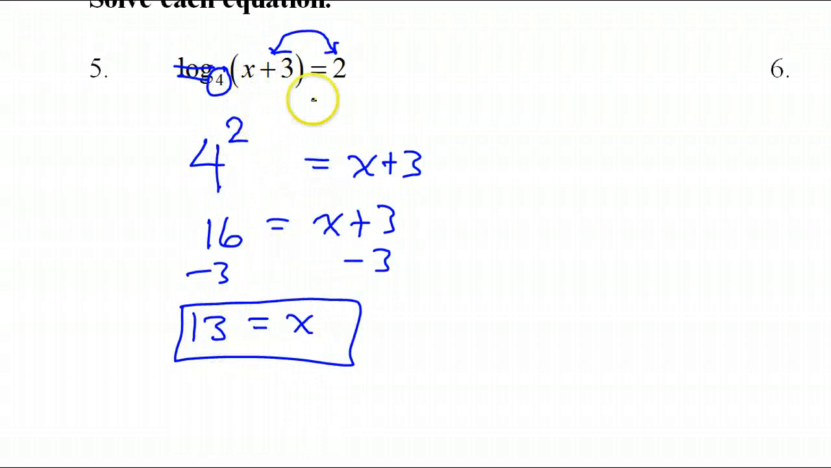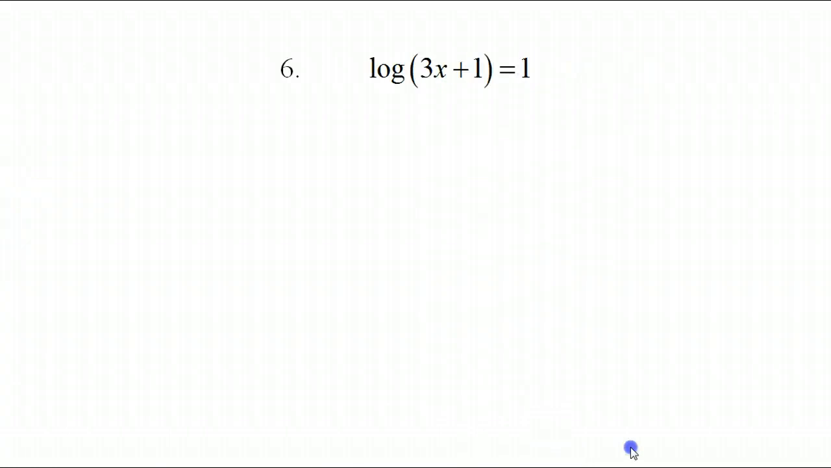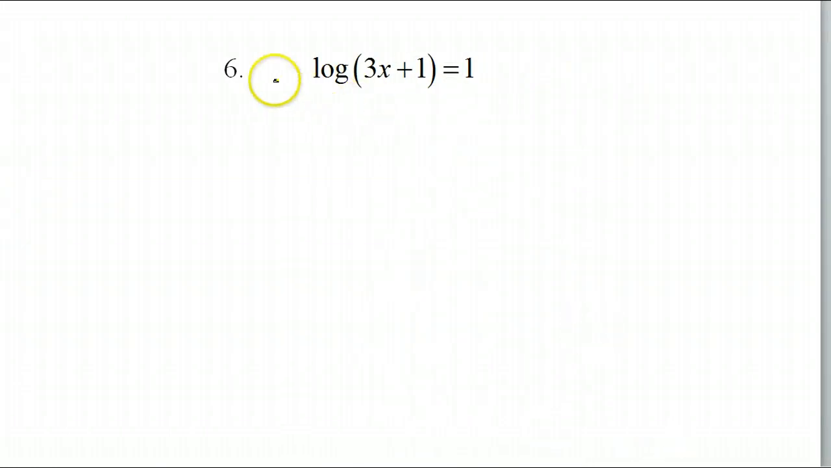13 plus 3 is 16, so that's okay. Alright, how do I write this in exponent form, you guys? What's the base? Yeah, this is invisible base 10.